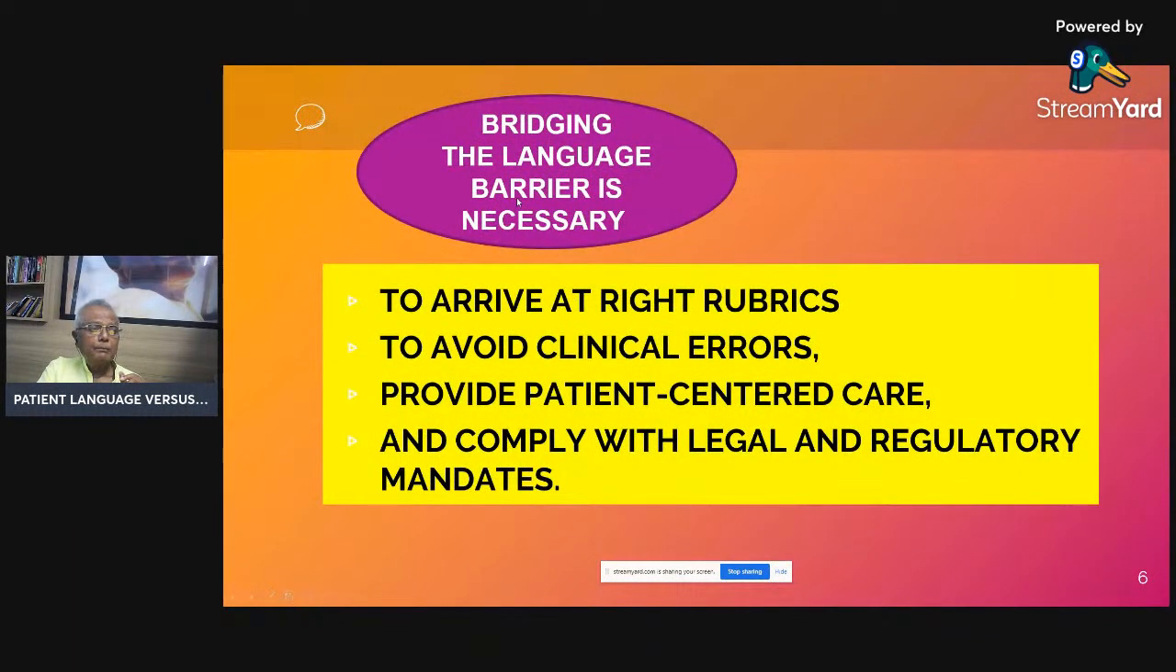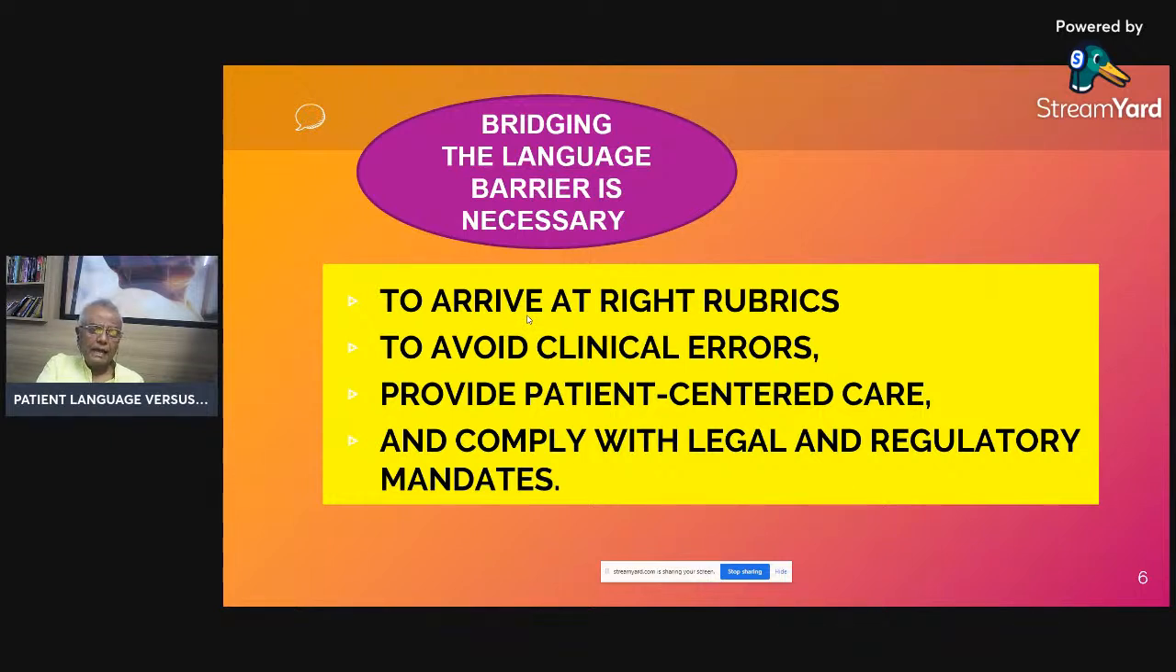And bridging the language barrier is necessary, to arrive at the right rubrics, to avoid clinical errors, to provide patient-centered care and comply with the legal regulatory mandate. It is very important that we create a bridge between the language of the patient and the language that you are using in the repertory.